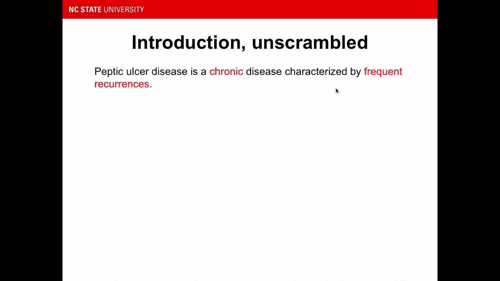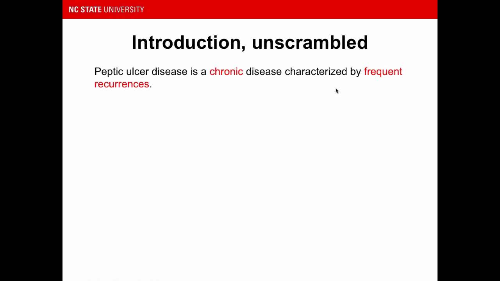And then not only chronic, but it's also characterized by frequent recurrences. So any kind of disease that keeps coming back again and again, well, researchers would say that's important to address and know more about this particular disease. So this sentence is the first sentence of this example introduction.